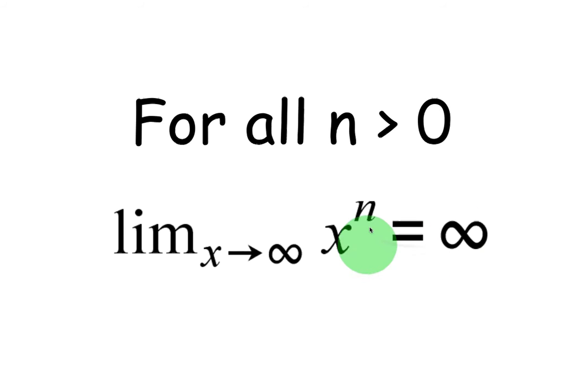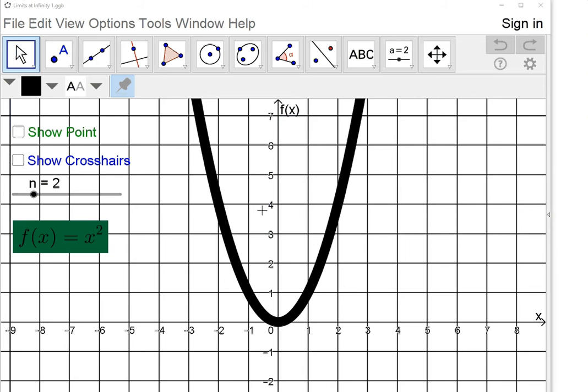So for example, let's say n is 2 or n is 3 or 4 or 5, or actually it could even be a fraction. As x approaches infinity, the y value will always also approach infinity. In other words, it will increase without bound. Now there's a couple ways to look at this. The first way we're going to look at is by the graph.